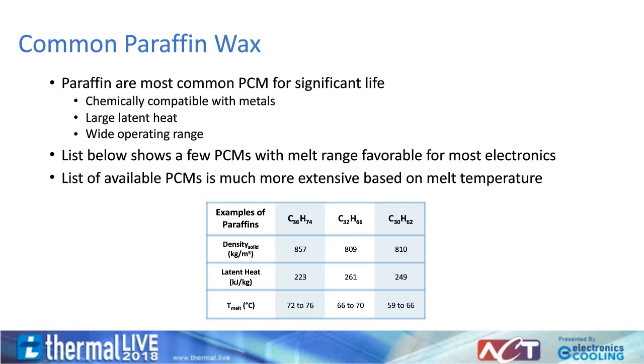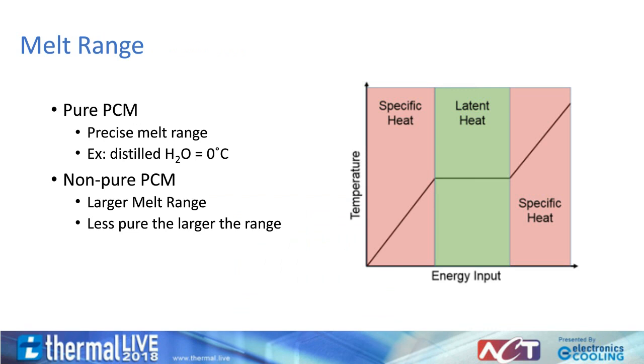As seen on the common paraffin wax slide, most PCMs have a melt range. It is important to note that melt range is also a factor of chemistry. The graph on the right shows a very flat, distinct melt point temperature. But most common PCMs have that melt range. The melt range is based on the purity of a material.